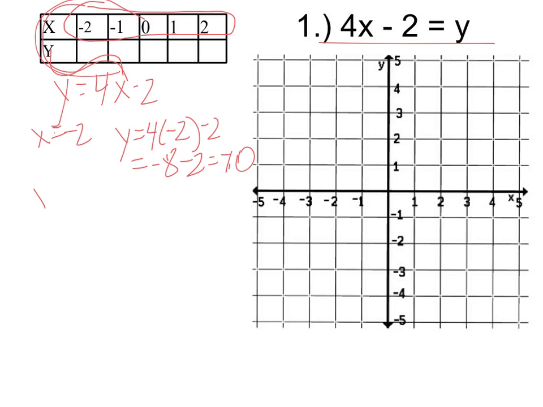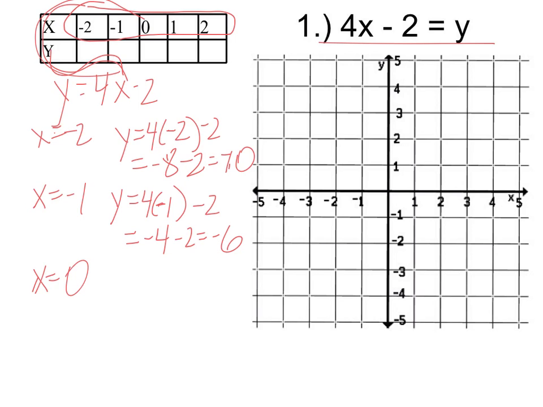For the next one, x equals -1. That gives us y equals 4 times -1 minus 2. Well, 4 times -1 is -4, and -4 minus 2 is -6. The next one, x equals 0. That gives us y equals 4 times 0 minus 2. Well, 4 times 0 is 0, and 0 minus 2 is -2.